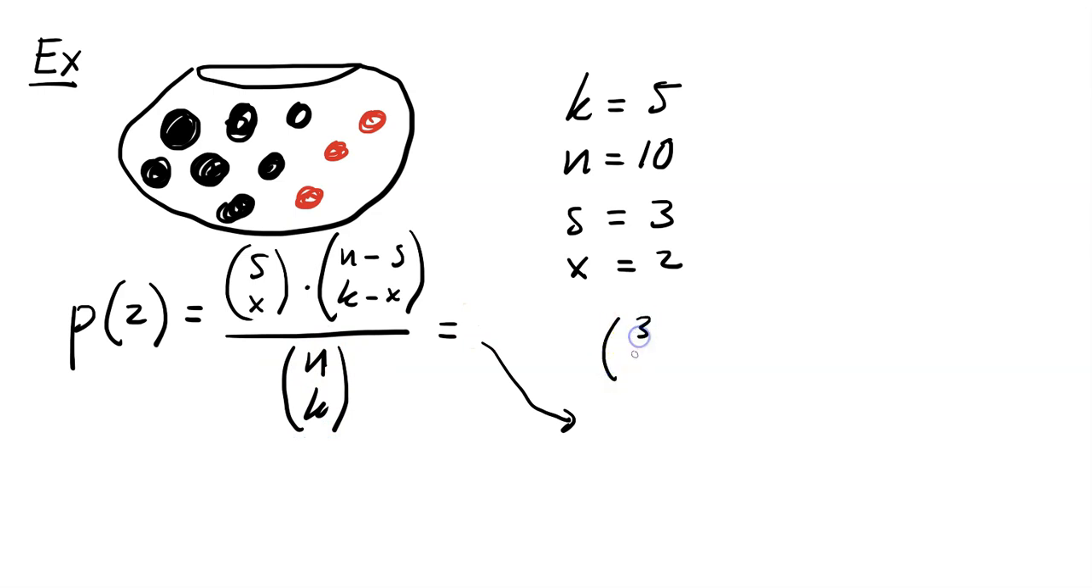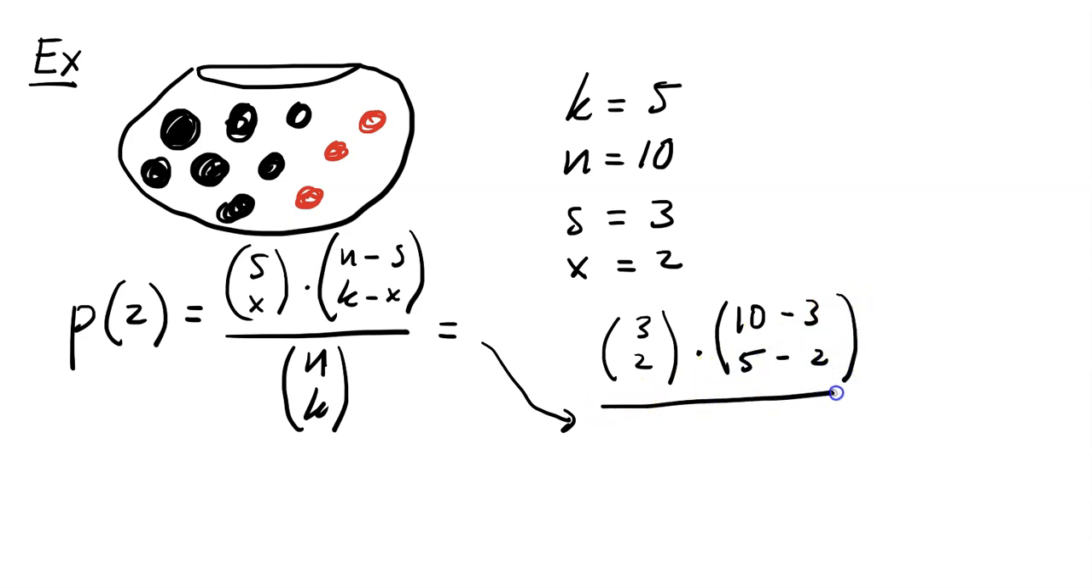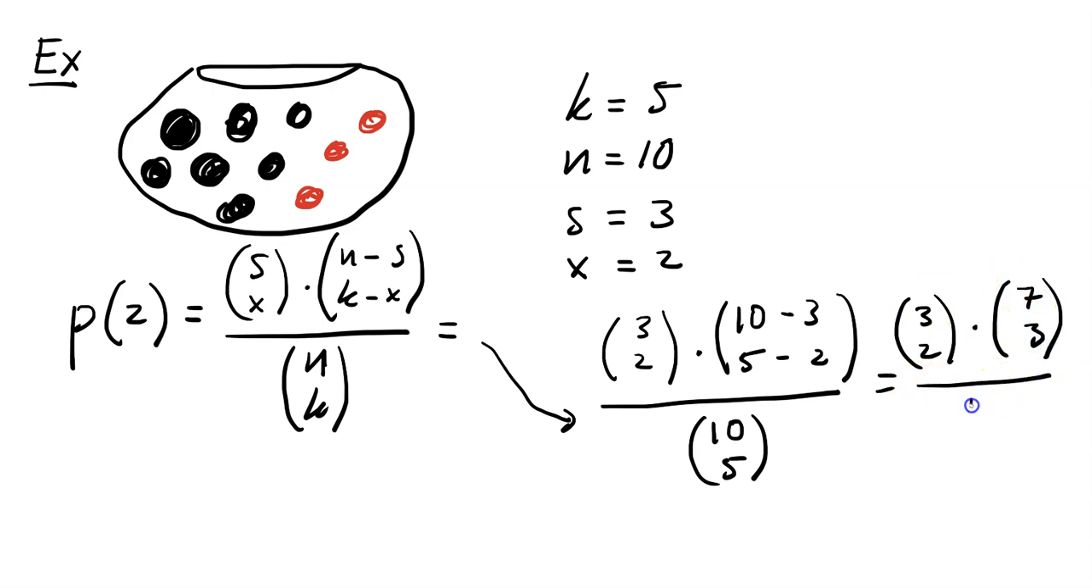So s is 3, x is 2. And then we have 10 minus 3, and then 5 minus 2, and 10 over 5. So now we have 3 over 2, times 7 over 3, over 10 over 5. And the rest now is just calculations.